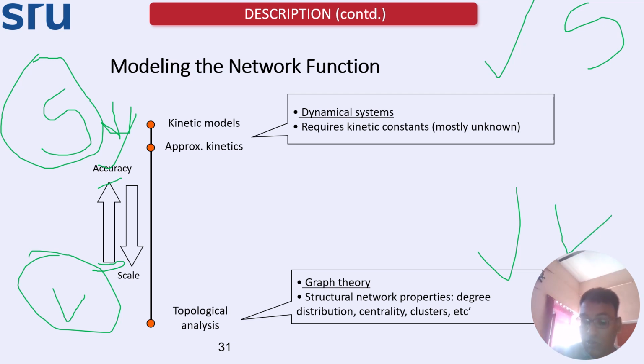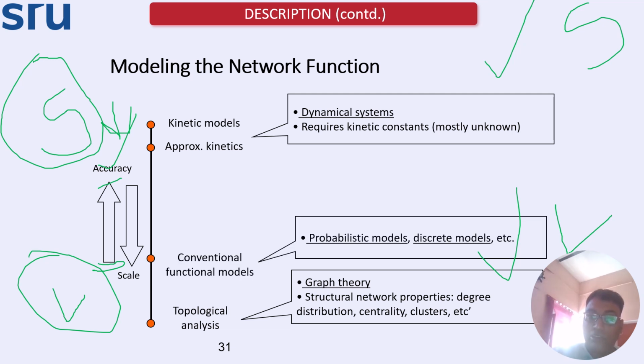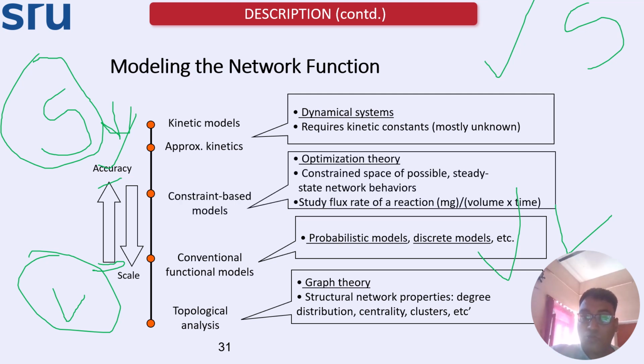So in between these, the probabilistic model comes up. Conventional functional models, probabilistic models, where I'm able to predict some things for large networks. Then there are constraint-based models. Now these have a bit higher number of enzymes, not the lowest, not few, I'm still having some more enzymes. So there the optimization theory comes up, like constraint space of possible steady state behaviors, constraint network behaviors, everything.